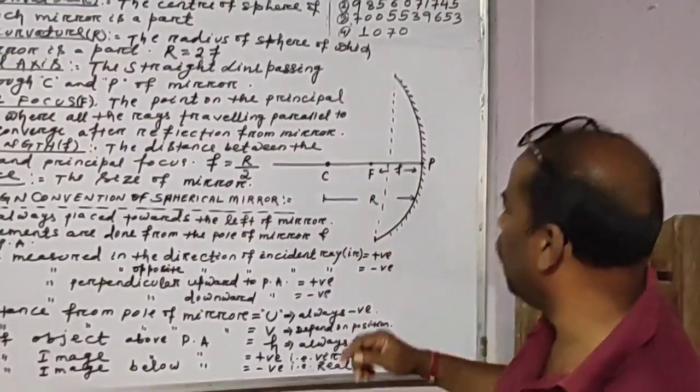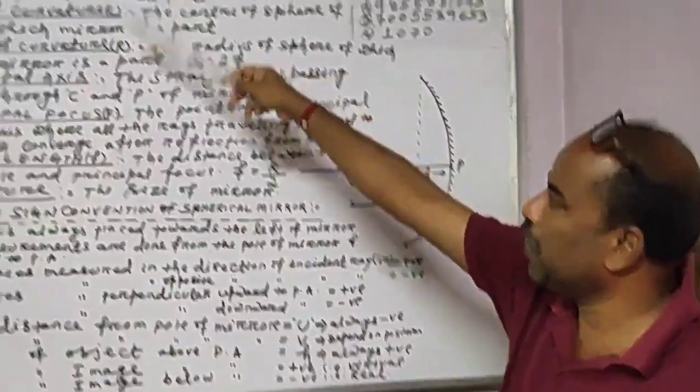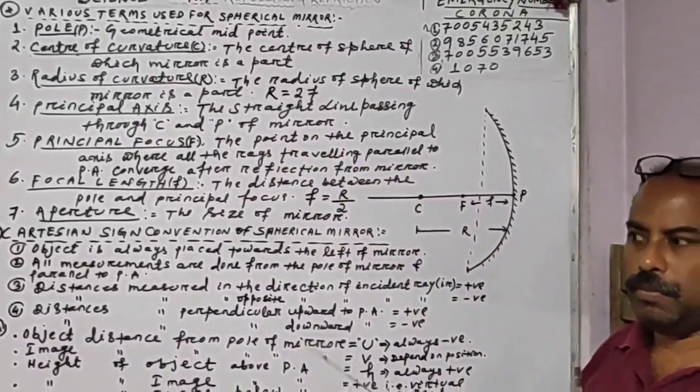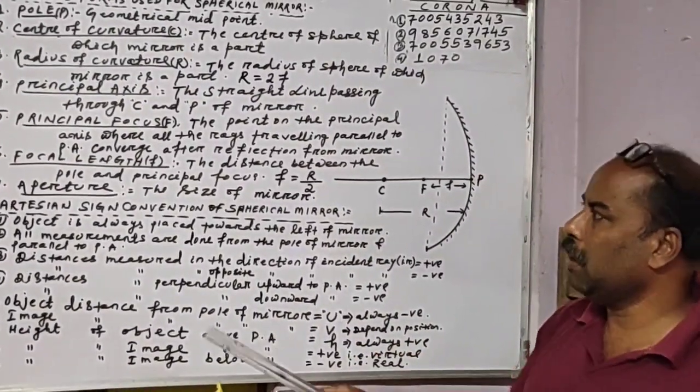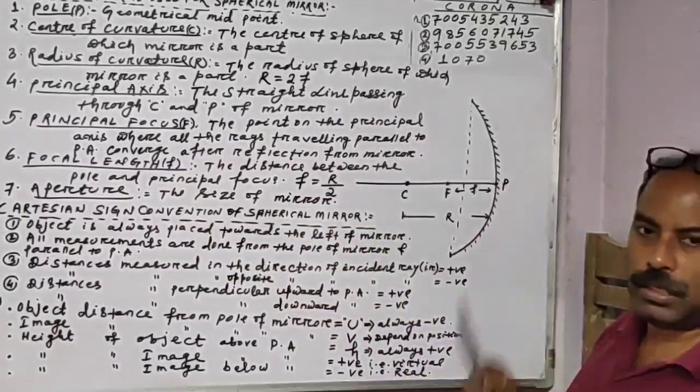In a concave mirror, you see what are the various terms used. It may be a concave mirror or a convex mirror, that is called a spherical mirror. In a spherical mirror, all these points we have to discuss.